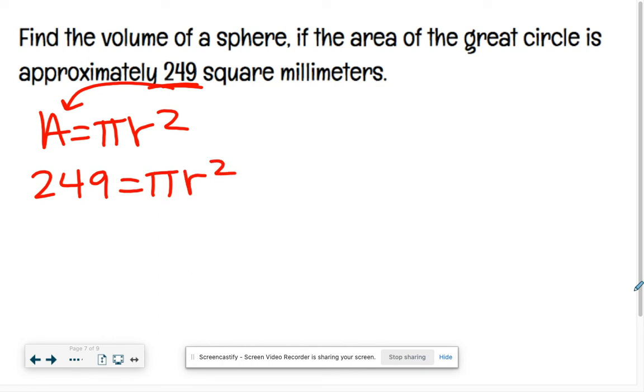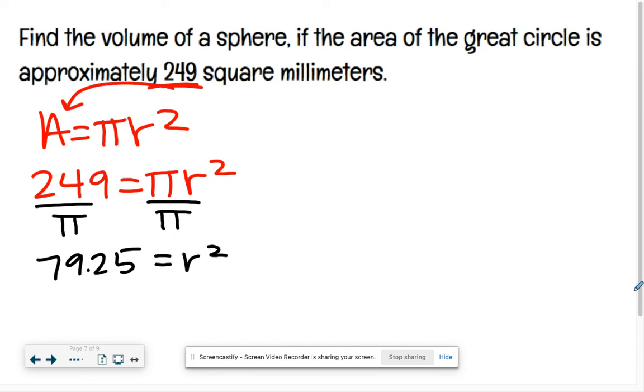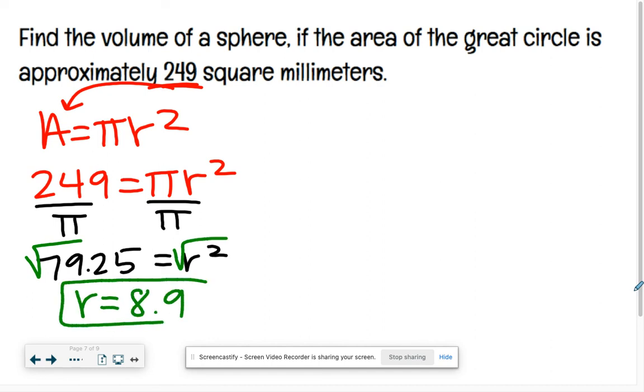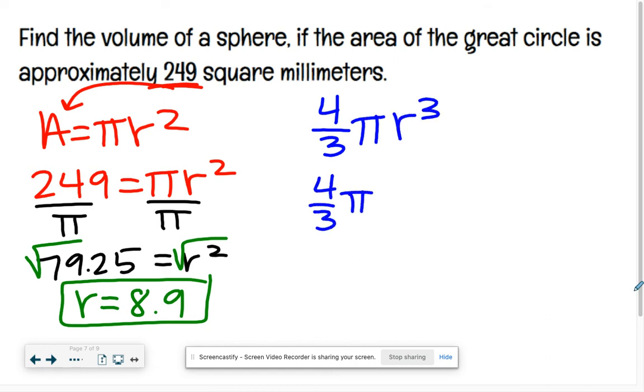We want to get r alone, so let's first divide by pi. And we'll get 79.25 equals r squared. How do you undo something squared? Well, you take the square root. So we find that our radius is about 8.9-ish. And now from here, we simply plug into our formula. So 4/3 pi 8.9 cubed.